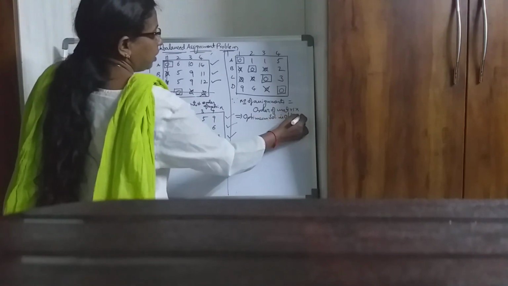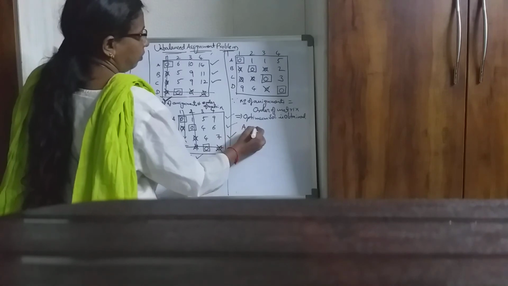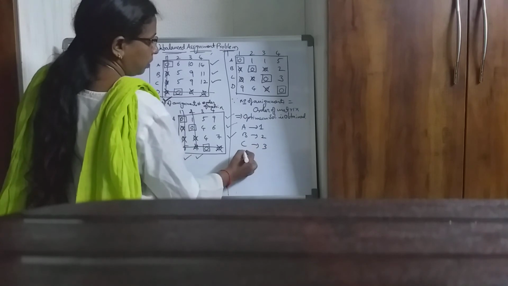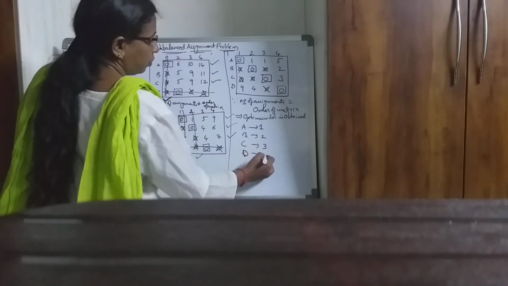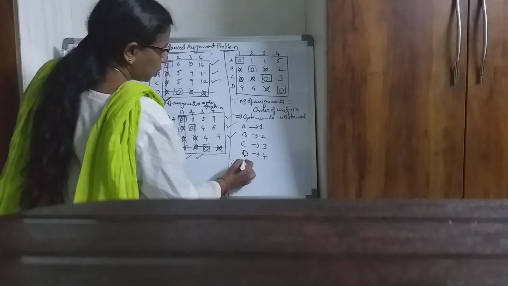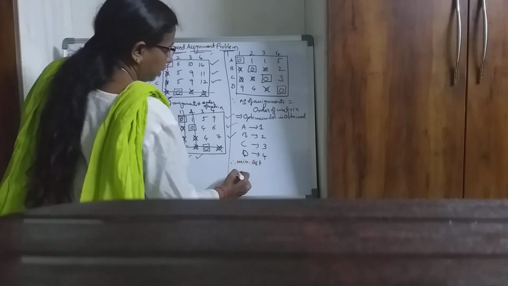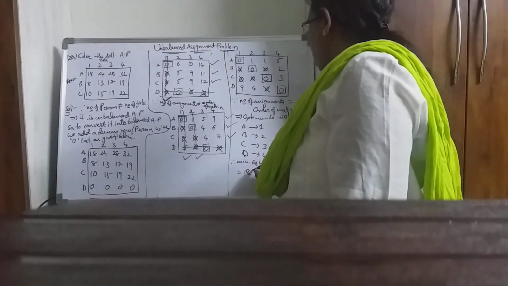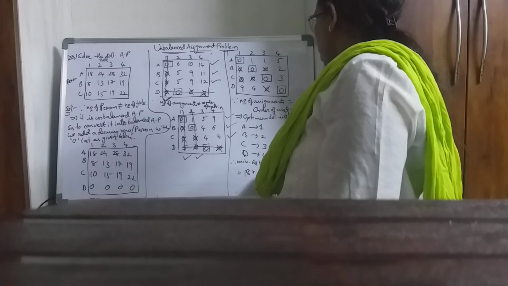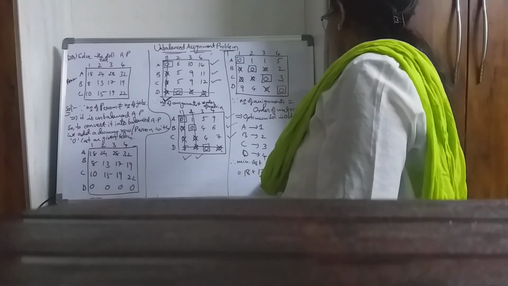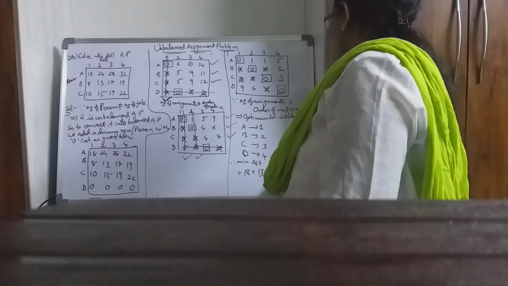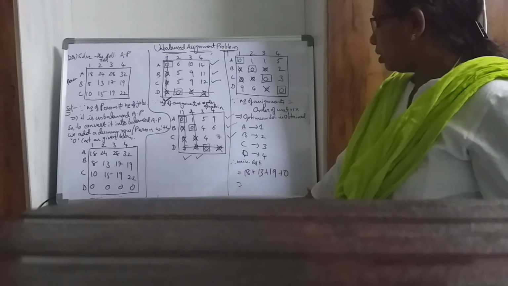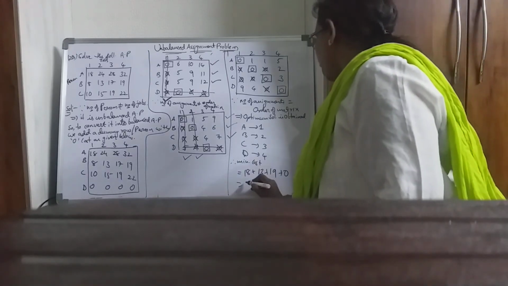So what is the assignment we have made? A will do the first job, B will do the second job, C will do the third job and D will do the fourth job. Therefore the minimum cost will be, what will be the minimum cost? Add the corresponding values. A will do the first job, its cost is 18. B will do the second job, its cost is 13. C will do the third job, its cost is 19. D will do the fourth job, its cost is 0. So 18 plus 13, 31. 31 plus 19 will be 50.